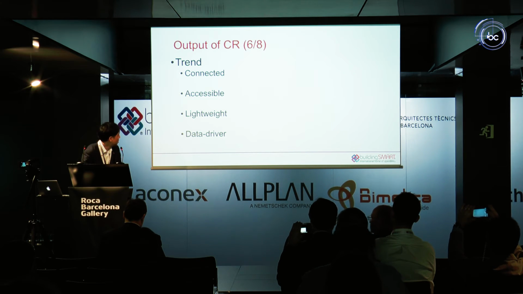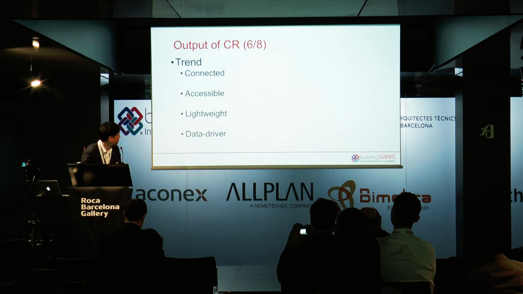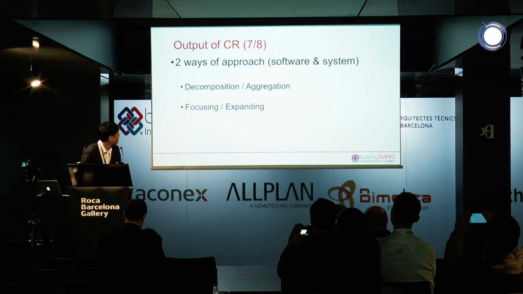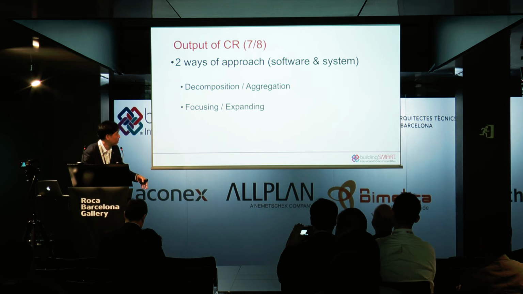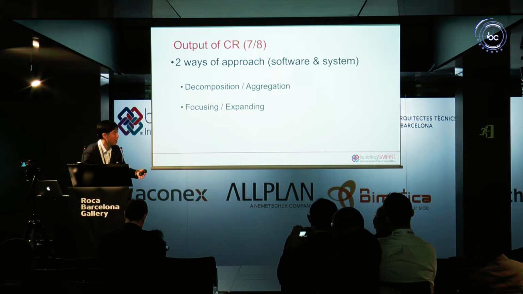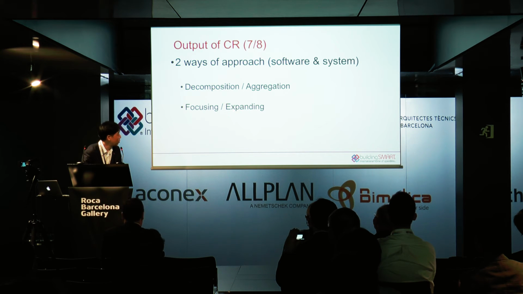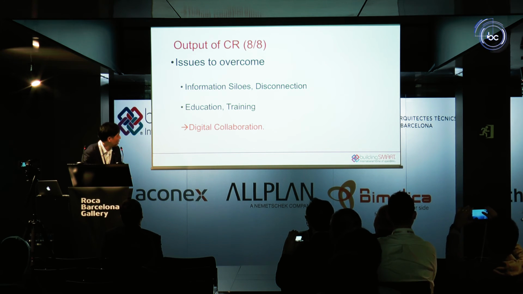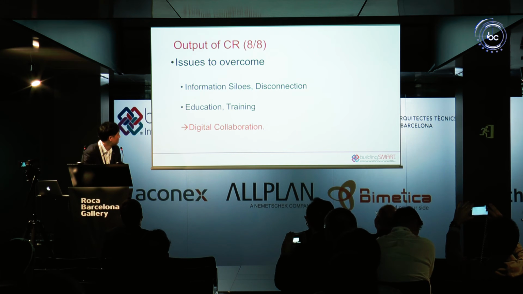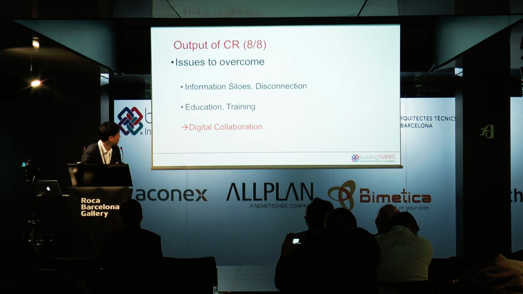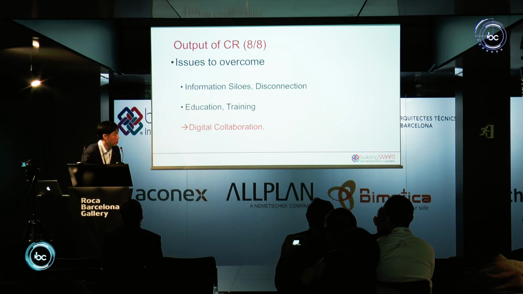And the next one is trend keywords: connected, accessible, lightweight, data driven. All those qualities of BIM are required at this moment. And then there are two-way approaches. One is decomposition: going lean, focusing on some function and deepening it. Another one is aggregation: expanding function and data range, putting all the data into one infrastructure. So there are two approaches there. And the last one is issues to overcome: information silos, disconnection, lack of education and training, and digital collaboration. That's a key issue at this moment.